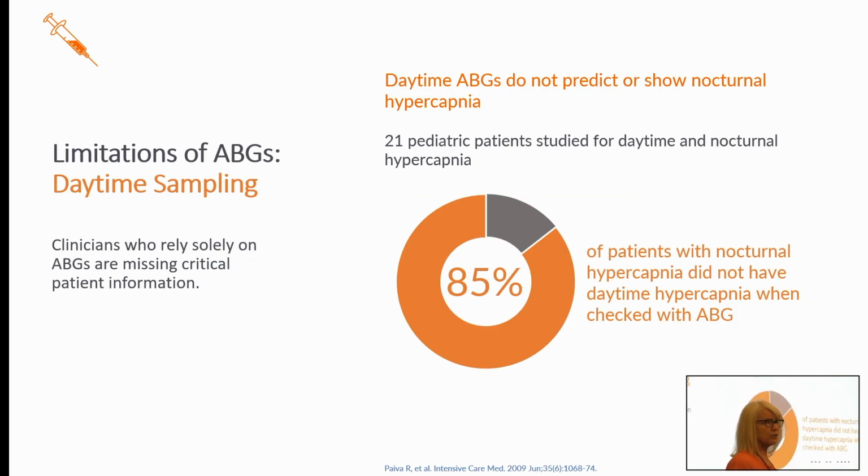And this study refers to that concept. This study looked at 21 pediatric patients that were monitored with a blood gas during the day and then again at night. What the researchers found was that 85% of these patients who had nocturnal hypercapnia did not have hypercapnia on the daytime blood gas. So this evidence further emphasizes that looking at your daytime CO2 level has minimal predictive value on your nighttime CO2 levels, and it really underscores the importance of monitoring carbon dioxide level in those children who are receiving overnight respiratory support.